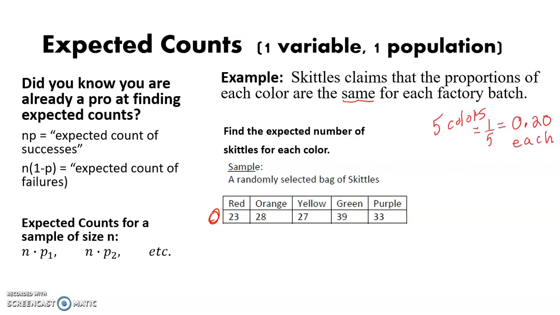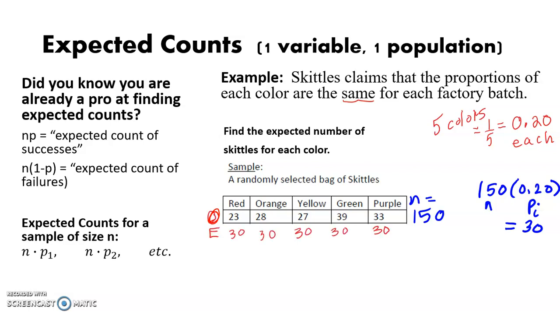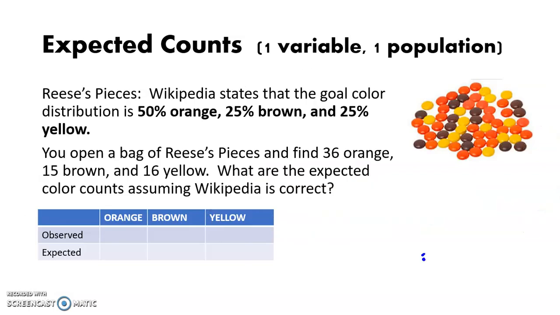Okay, so I'd go through this and say, well, if the 5 colors are all supposed to be the same, that's 5 colors, that's 1 out of 5, that's 20% each. And I count them up, 23, 28, 27, 30, 33. We took a sample size of 150. So if I have a 150 size sample, what I would expect to see if these were actually 20% each would be 30 of each. 150 n times 20% p is 30. And since those proportions are the same for each of those, then my expected values would be 30 in each of those categories.